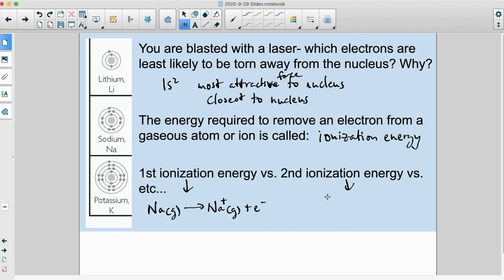The second ionization energy is going to take that gaseous ion and remove another electron from it, making the sodium into Na2+, and then an electron that flies away. So that's our ionization energy.